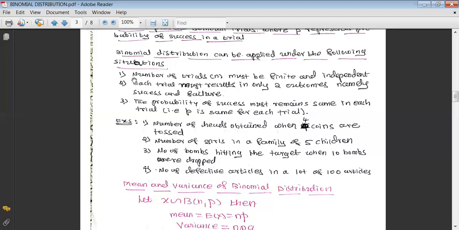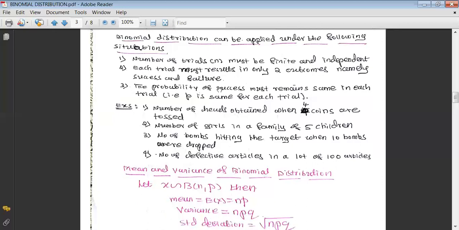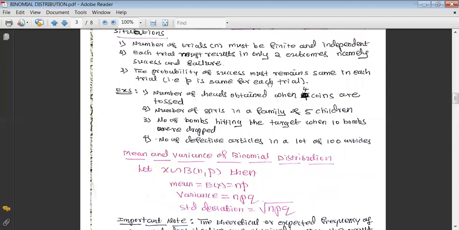That's why the first condition is that n, the number of trials, must be finite and independent. The second is that each trial must result in only two outcomes, namely success and failure. And the third is that the probability of success must remain the same in each case. If it varies from one trial to another, then we cannot apply the binomial distribution in that situation.